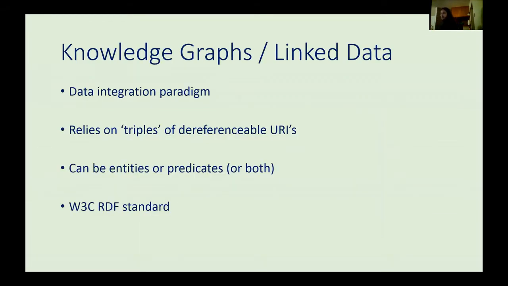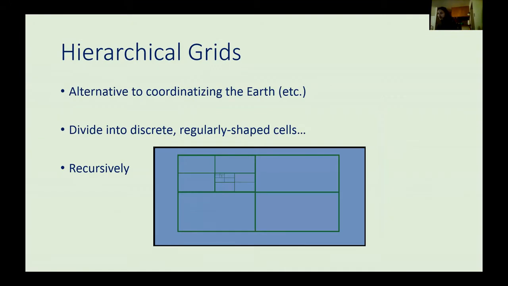So knowledge graphs, the second paradigm, these have been around for a while. They're also called linked data. They're sort of a relational data structure, but they typically consist of dereferenceable URIs that can be used either as entities or as predicates. Hierarchical grids, finally, these are a coordinate system, basically, that's not a numerical coordinate system. Instead, they divide space into nested cells.